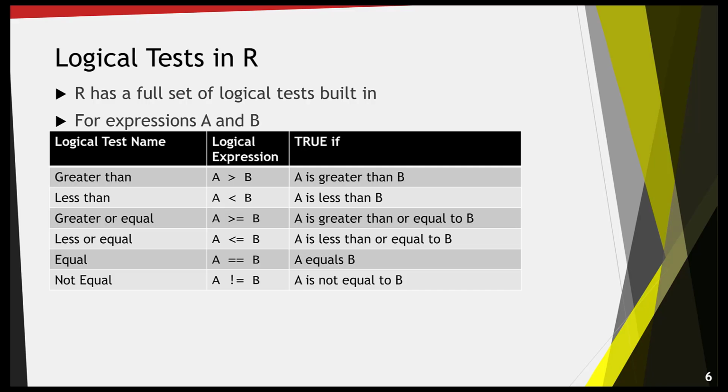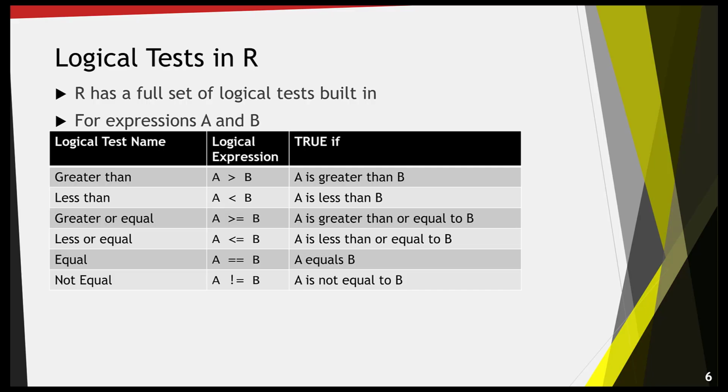Likewise, there's the less than test. A followed by a less than sign, then B returns TRUE if A is smaller than B. The greater than or equal and less than or equal tests are the corresponding sign followed by an equal sign. Greater than or equal is TRUE if A is greater than or equal to B.